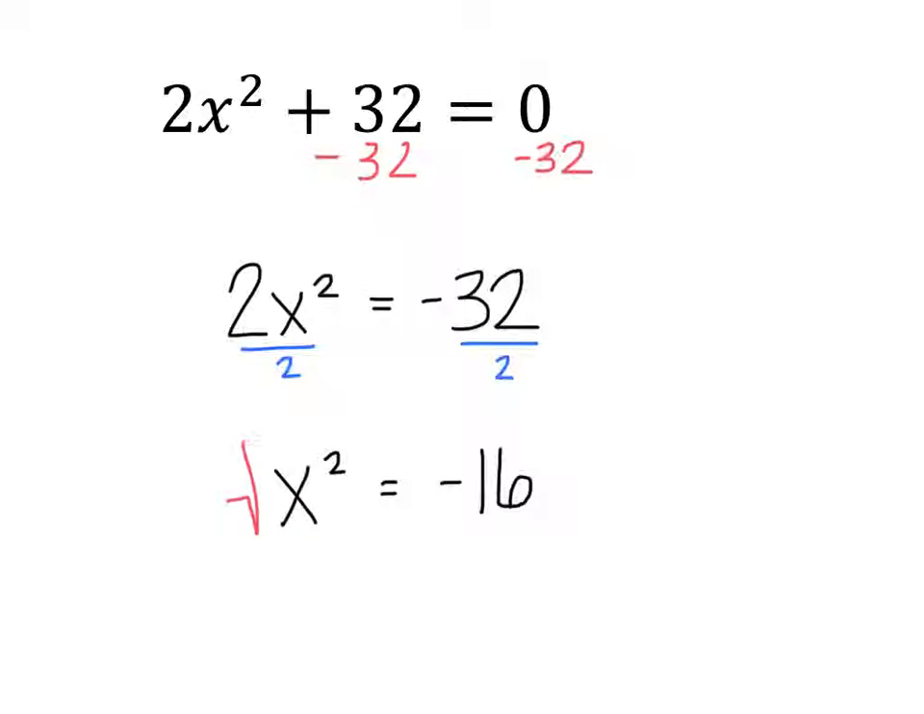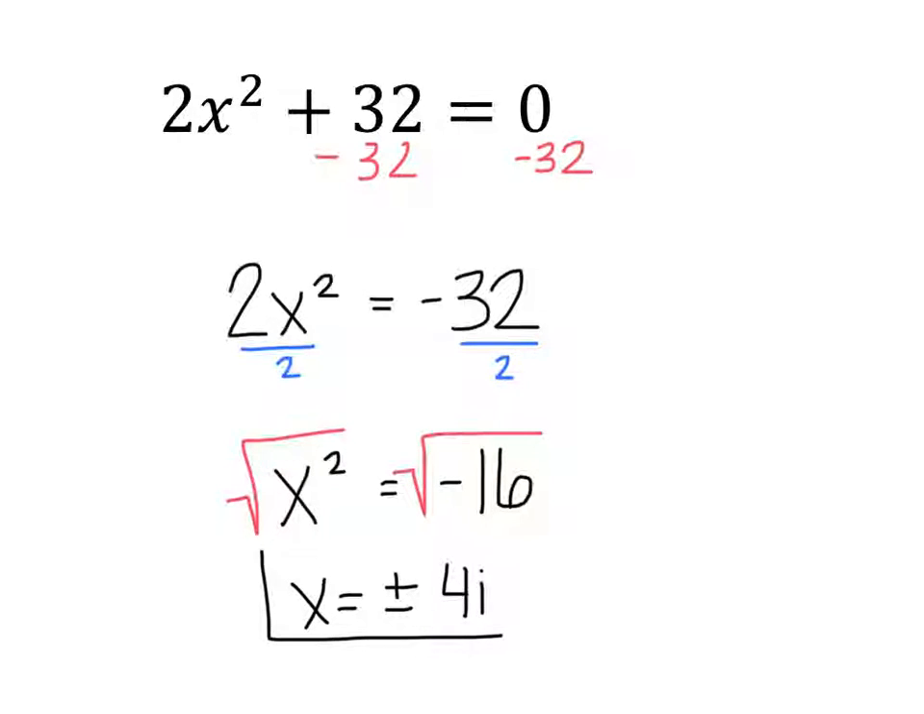Square root both sides. And what do we get? Plus or minus 4i. Plus or minus, very good, and then 4i. Because the square root of 16 is 4, and the square root of the negative gives us i. Any questions?